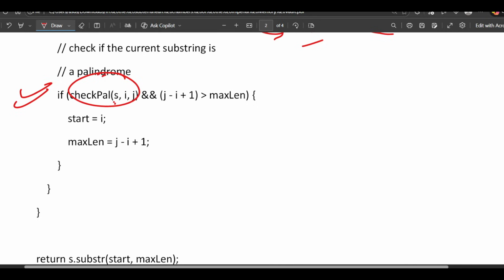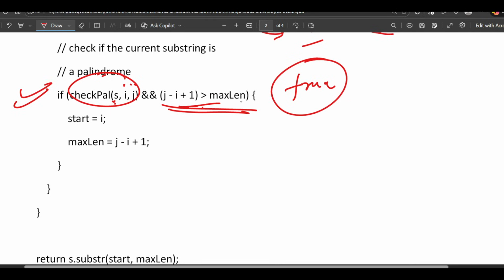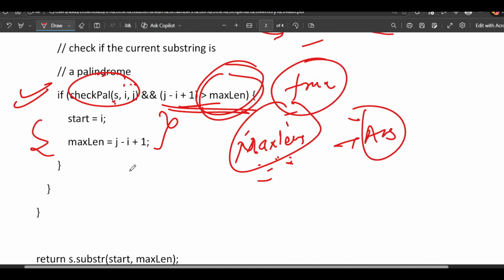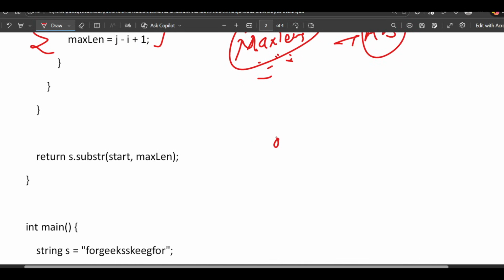We are passing the string and the positions, and we will be checking the length against max. If it is returning true, that means it is a palindrome. Then we will be checking if it is greater than the max length. If it is greater than max length, then we will be updating the max length of the palindrome. Simple. This way we can get the answer for the maximum palindromic substring. It is very easy, but the thing is it is taking order of n^3.